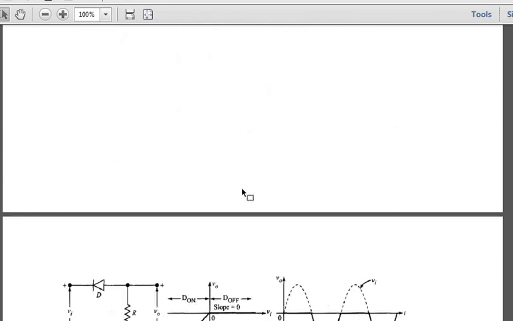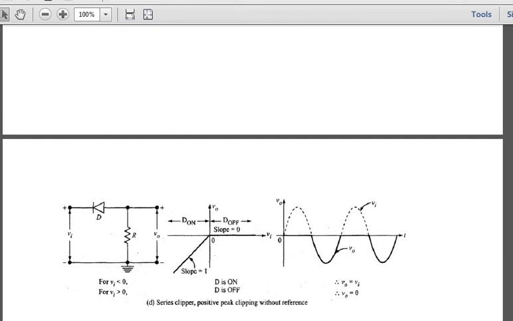Now we come to series clippers, positive peak clipping without reference voltage. This positive peak will be clipped off when the diode is in reverse bias. The condition is when input voltage is less than 0 and the diode is on, so your output voltage is equal to input voltage, meaning whatever input you apply will go through. Because the diode is on, you get a short circuit, a path, so the slope is equal to 1. This is the transmission region, and this is the clipping region.